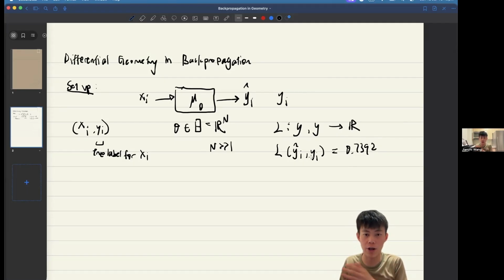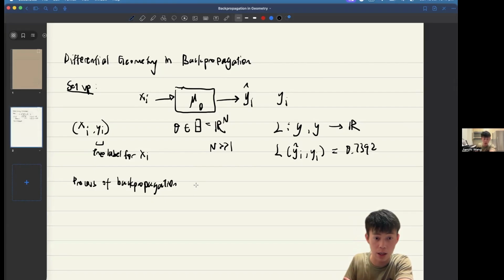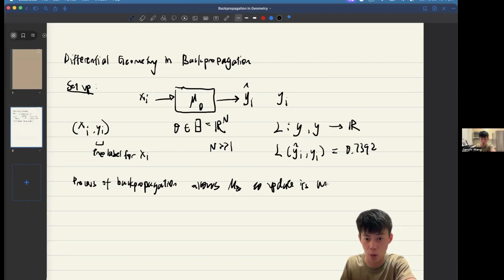If our prediction is very close to the true value, so if y_i hat is very close to y_i, then this loss should be as close to zero as possible, or maybe as negative as possible. This loss function, because it is a scoring mechanism, the model should learn to minimize this loss, because minimizing the loss means that the model is better at predicting, which is what we want. So this process of backpropagation allows the model M_theta to update its weights to predict better.